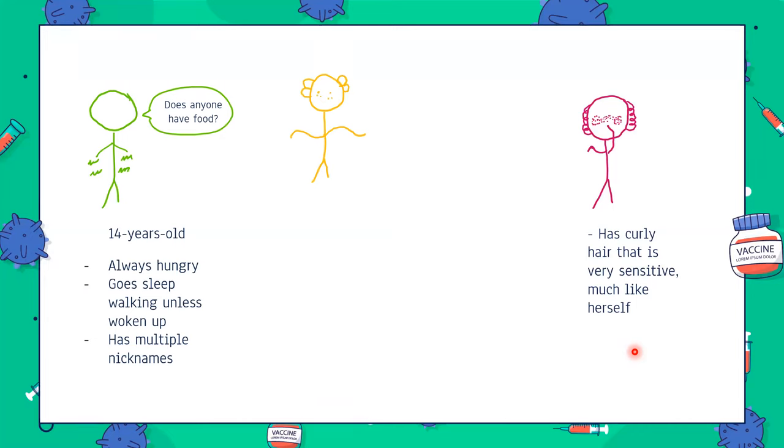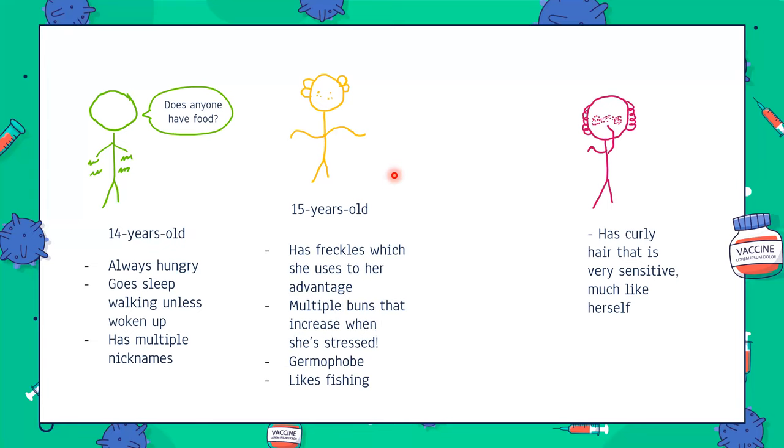Now, his very close friend, you can see she's super cool. She's doing a wave with her hands, is a 15-year-old girl who has freckles that she uses to her advantage because freckles are pretty cute. Now, as you can see, she has multiple buns on her head. And the more stressed out she is, the longer she spends getting ready. So she adds even more buns. Also, she's a germaphobe. And as someone that is a germaphobe myself, I get super picky whenever I feel like there's bacteria on anything.